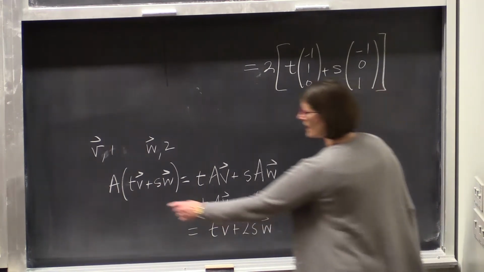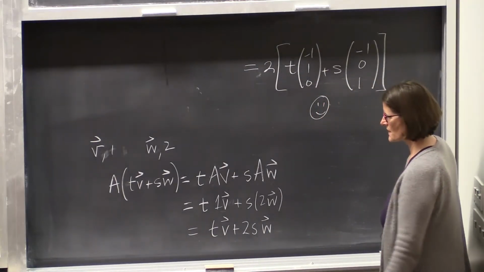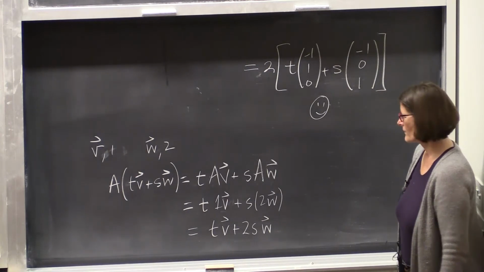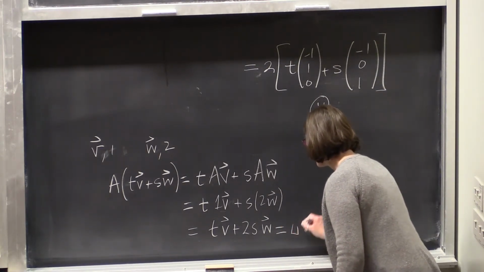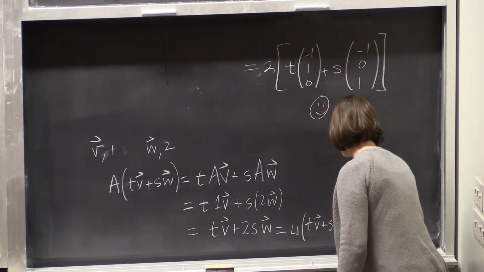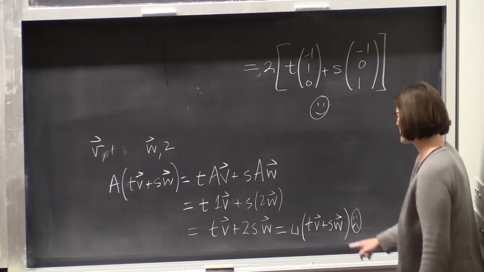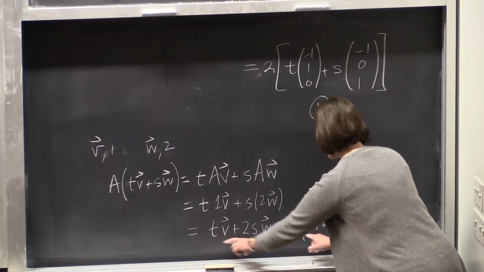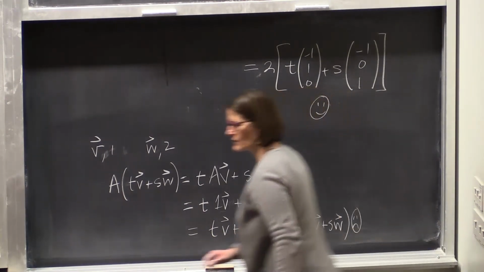Did I get that A times this vector is just some number times that vector? So is this some number times tv plus sw? No. You could try that number to be 1, which would make this match up, but that would be wrong. You could try it to be 2, which would make this match up, but that would be wrong.